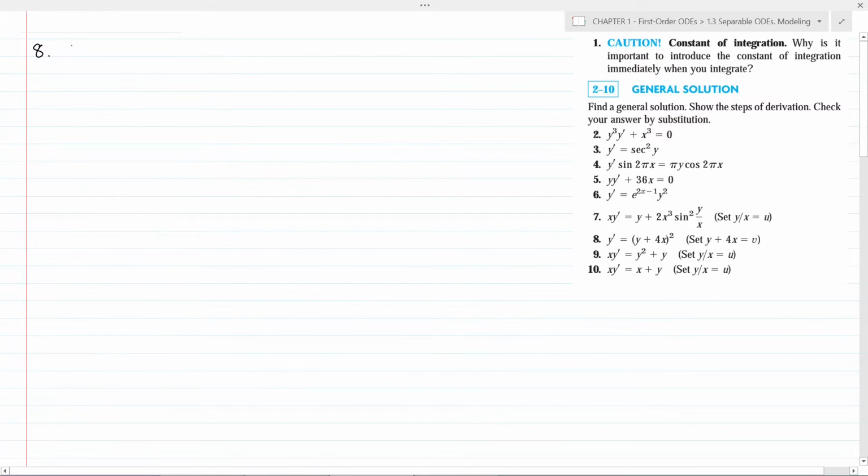Question 8. The differential equation given is y dash is equal to (y plus 4x) square. Now at the beginning of the chapter we had discussed three types of separable differential equations. This comes under type C. To remind you, the type C was of the form y dash is equal to (ax plus by plus c) square.